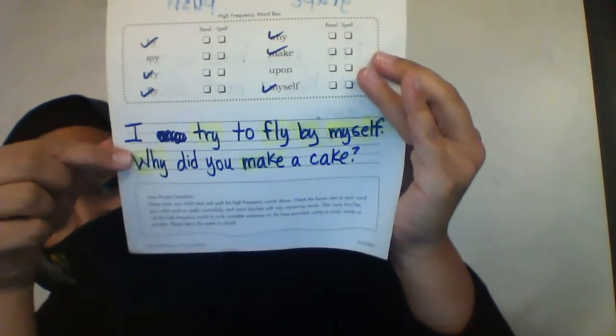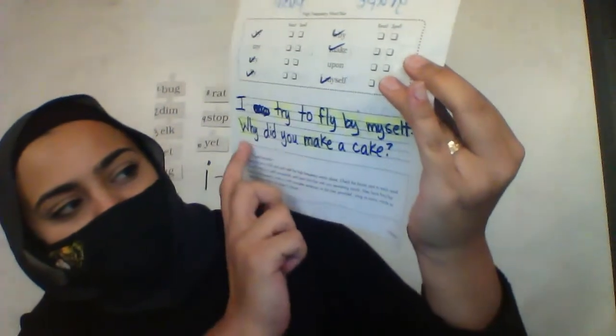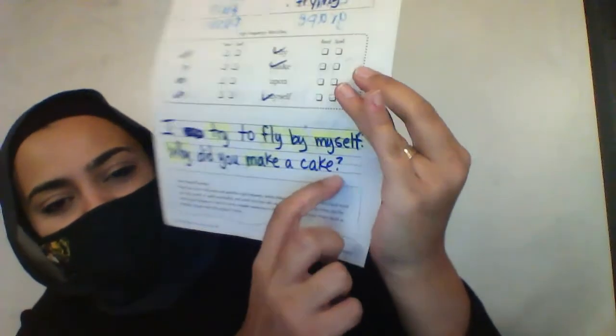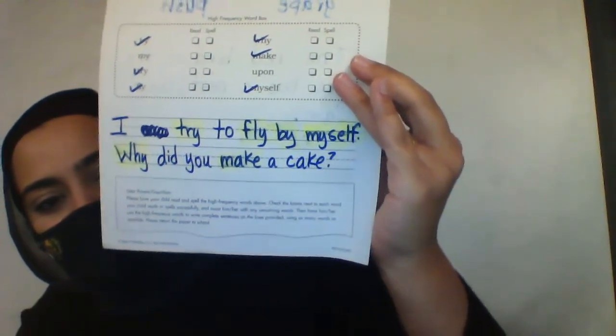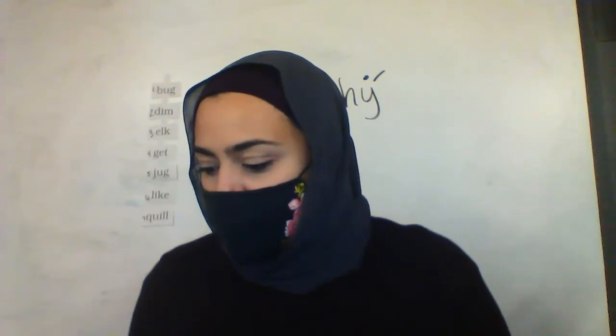My second sentence says, why did you make a cake? I used 2 words. I used why and I used make. Now remember, this is a question, so I put what at the end? A question mark. Very good. Okay, so your paper should look like that. Your paper should look like that, okay?